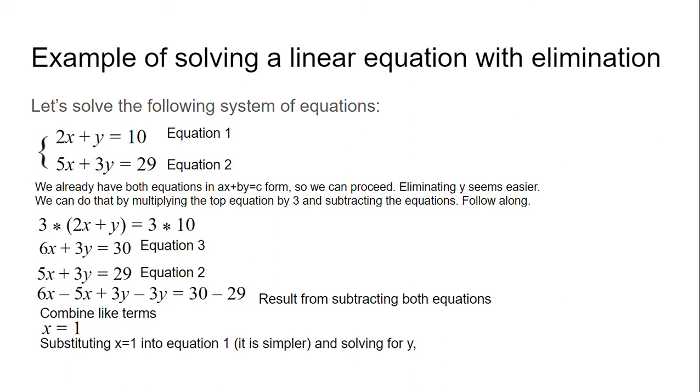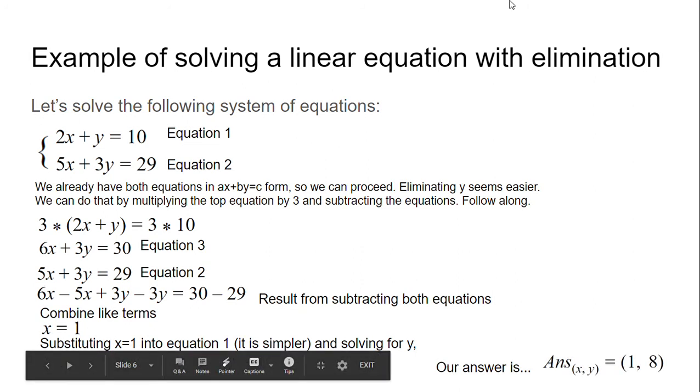Substituting x equals 1 into equation 1, since it is simpler, and solving for y: 2 times 1 plus y equals 10. 2 times 1 is just 2, so 2 plus y equals 10. Subtracting 2 from both sides, we get y equals 8. Our answer in x, y form is (1, 8).